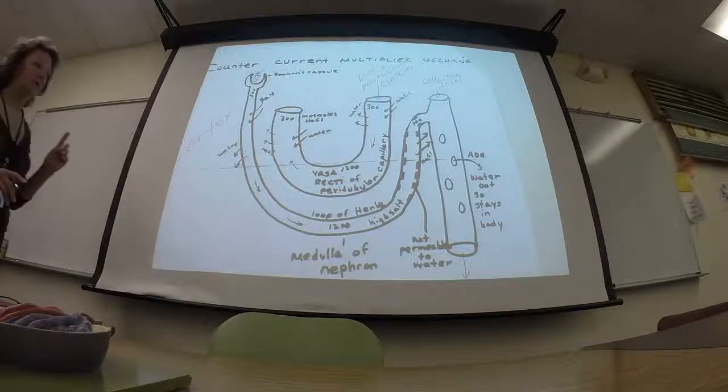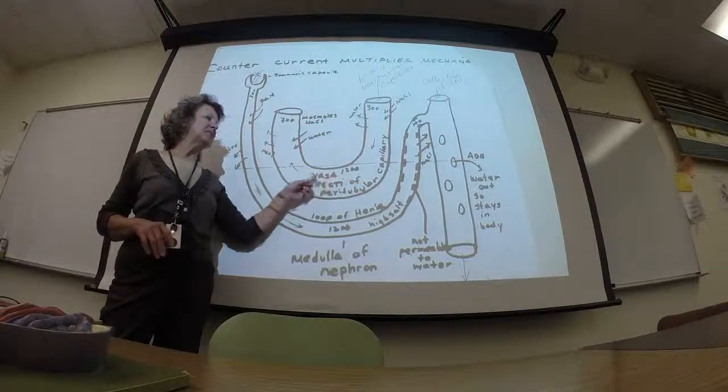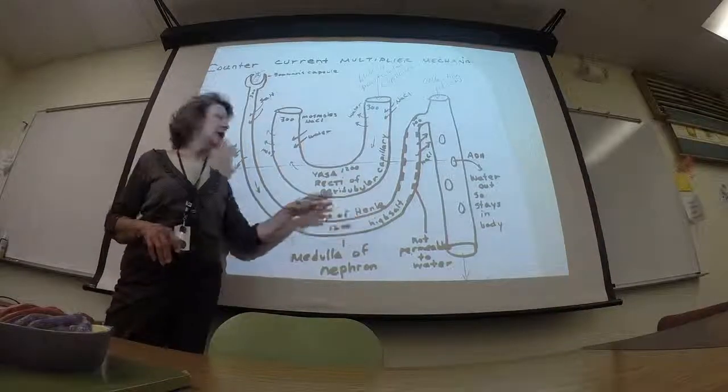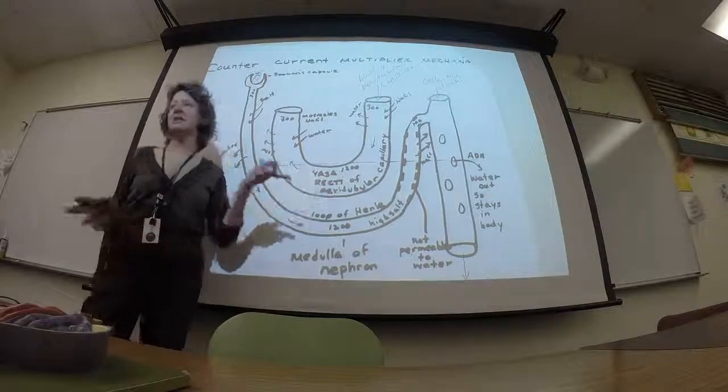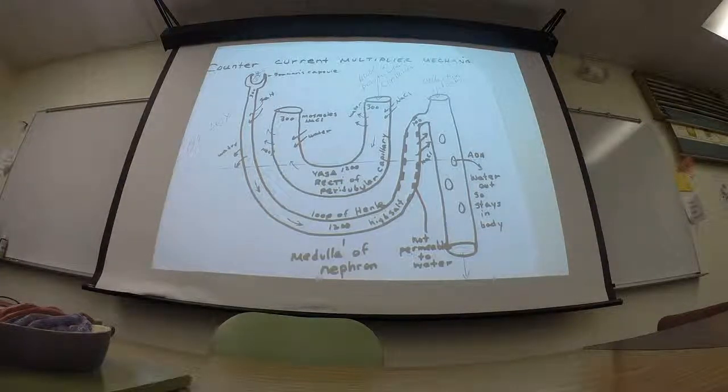Now, this term right here, vasa recti, that's just what they call this section of the paratubular capillaries right down here by the loop of Henle. I'm never going to ask you about vasa recti. If you want to strike that out, that's fine. But it's just a special region of the paratubular capillaries when you're in the very straight sides of the loop of Henle.